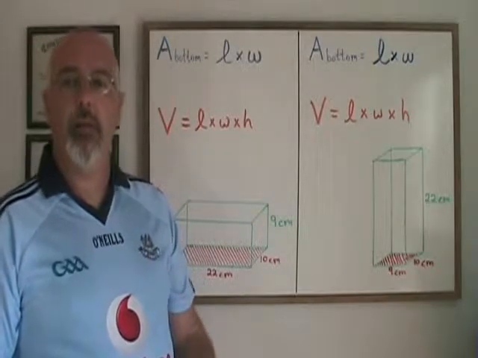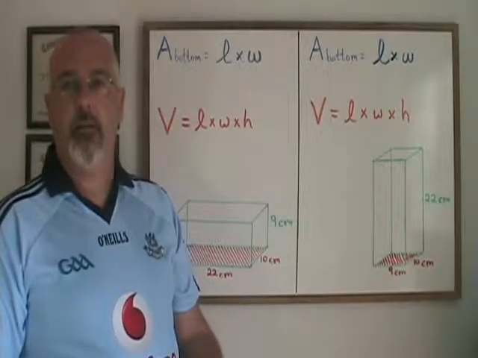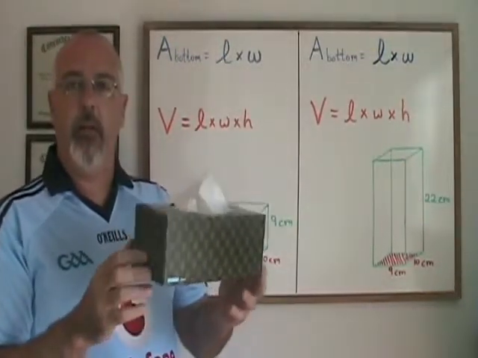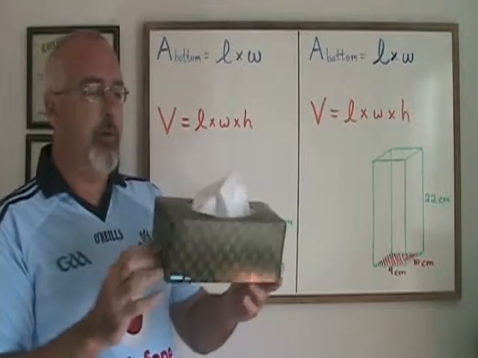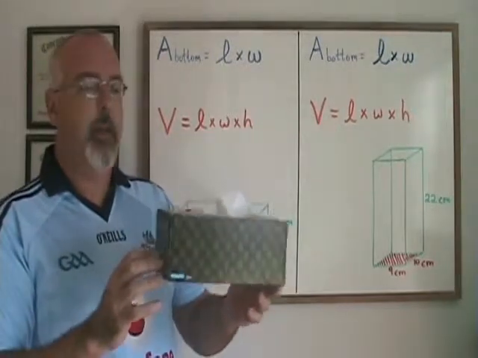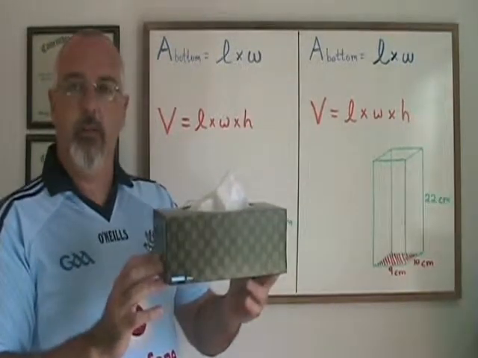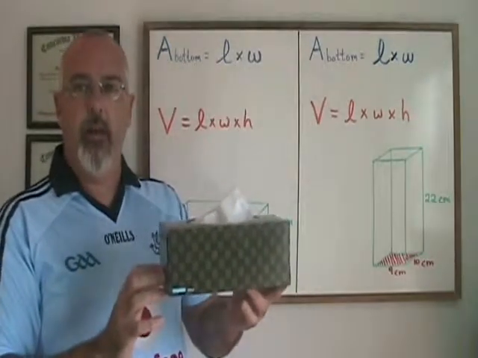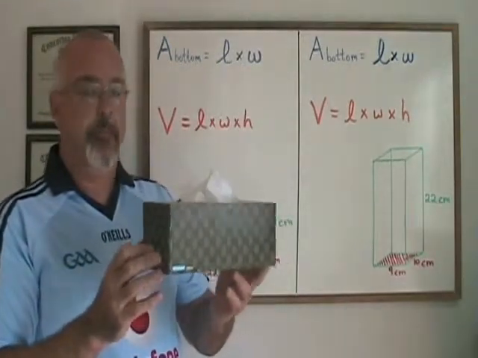A rectangular prism is a box. We can use a Kleenex box as an example of a rectangular prism, also known as a right prism. All the sides are rectangles, but not all of the sides have the exact same area, otherwise it would be a cube.